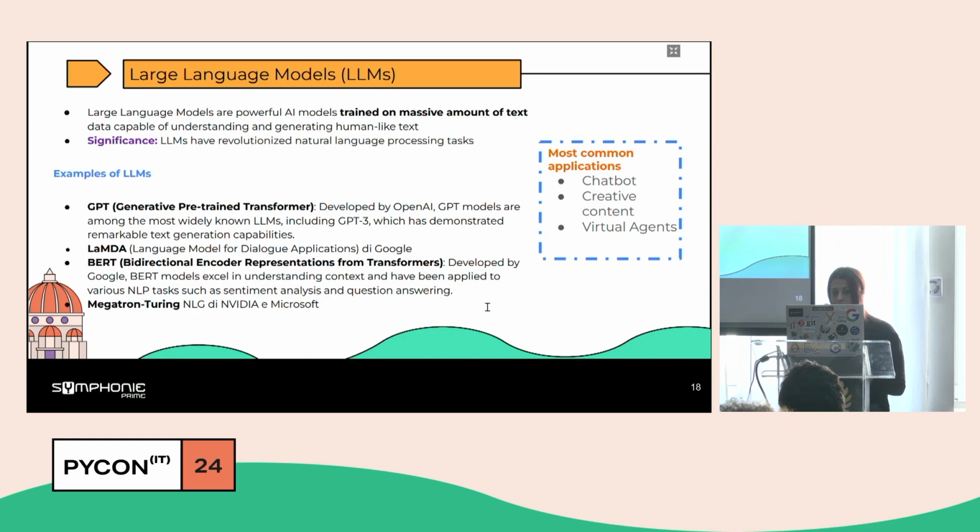We have several examples of large language models. As I said before, GPT is one of the most famous ones, and is developed by OpenAI. Then there are LaMDA and BERT, which are developed by Google. And then there is also Megatron-Turing, developed by NVIDIA. This kind of model can be used for several common tasks like chatbots, creation of content, or virtual agents that are very used today in companies.